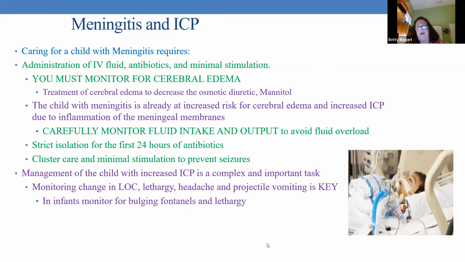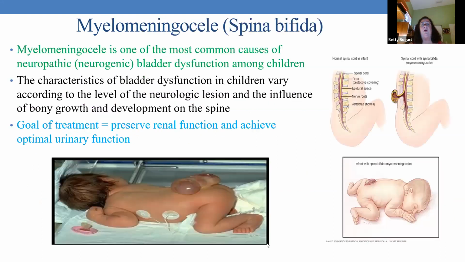So again, monitoring the level of consciousness, lethargy, headache, projectile vomiting is key. Now, in infants, thank goodness, those little fontanelles they have, you'll see it tented. It'll be up and around and it will be tented at rest, not crying, just sitting there. And then we know they have some hydrocephalus or something going on in their brain.